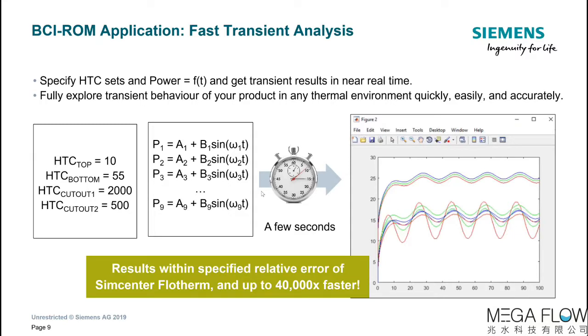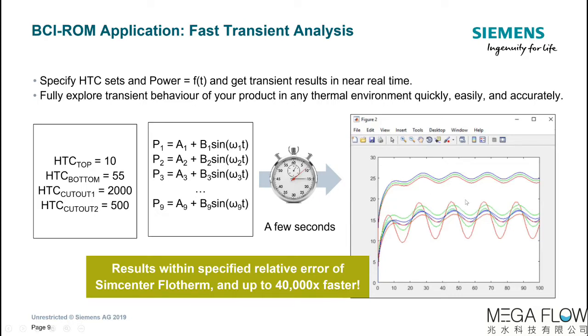So in terms of what you can do with BCI ROMs, the most obvious application is to perform extremely fast transient analysis. So the workflow in this case is, the first step obviously, is to create your BCI ROM using Simcenter Flotherm. You then specify what heat transfer coefficient should be active and specify power as a function of time. So in this case, we have 4 heat transfer coefficients and 9 power dissipations and a sinusoidal variation in power. You run this downstream in MATLAB, for example, wait a few seconds, and the results will appear on screen.